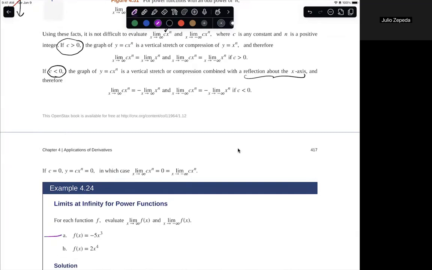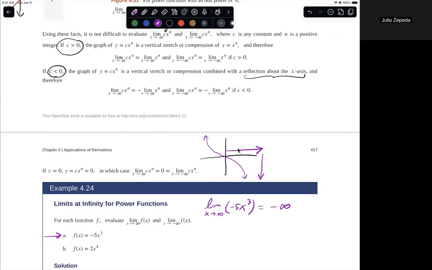So example A, we want to find the limit as x approaches positive infinity of -5x cubed. The quickest way to do this is just to sketch a graph of -5x cubed. That's like the x cubed function, but with the -5 that reflects it about the x-axis. So it's going to look something like this, and we can immediately see that the limit as x approaches positive infinity is going to be negative infinity.